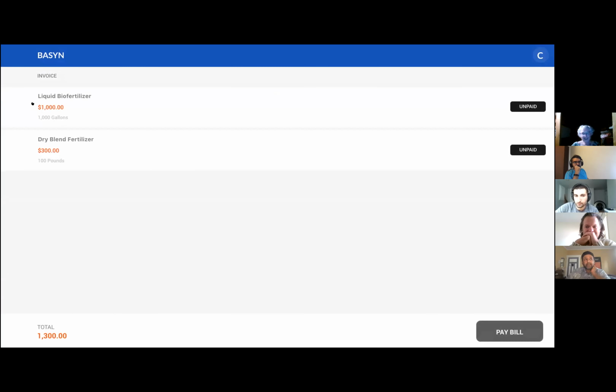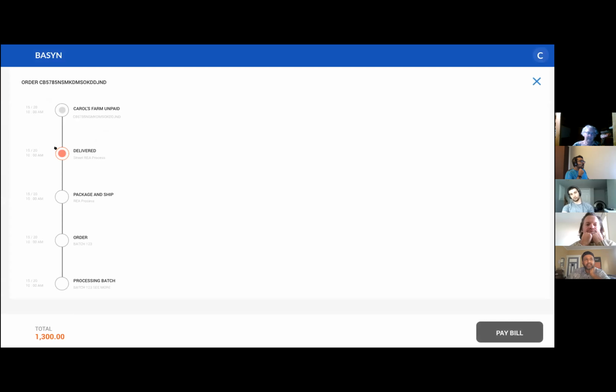So in Basyn, this is straight up just an invoicing system. So she's not asking for biofertilizer. It could be a phone call. They could visit each other on a farm, whatever. It's just a way to pay for it. But she has a general idea of what she's getting, what she got. In this case, it's been delivered.